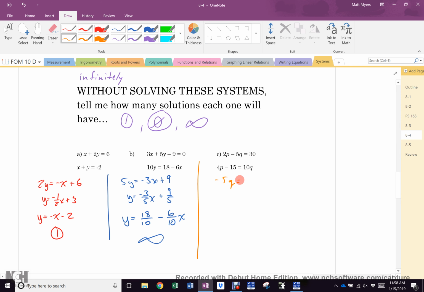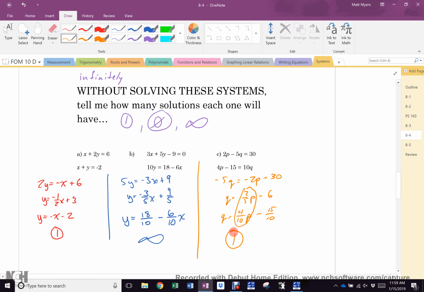Negative 5q equals negative 2p plus 30. Q equals 2/5 p minus 6. This one, I've chosen to isolate q. Q's all ready to go there. Q equals 4/10 p minus 15 over 10. What do they share? Yes, they do. They share a slope because 4/10 is 2/5. But 6 is not 15 over 10. So they will have one solution.